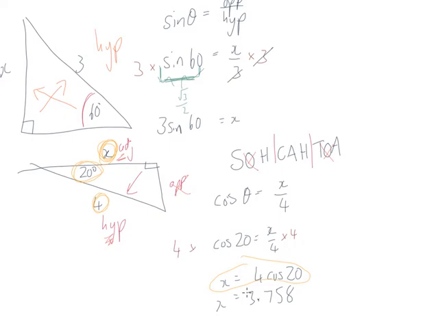Alright, that's 2 examples done. Things you want to watch out for. Let's use this line here. Cos 20 is x on 4. And we had sine 60 here was x on 3. You always want to write down an equation like that. You're connecting your angle with your 2 sides. That line there, crucial. Always write that down.